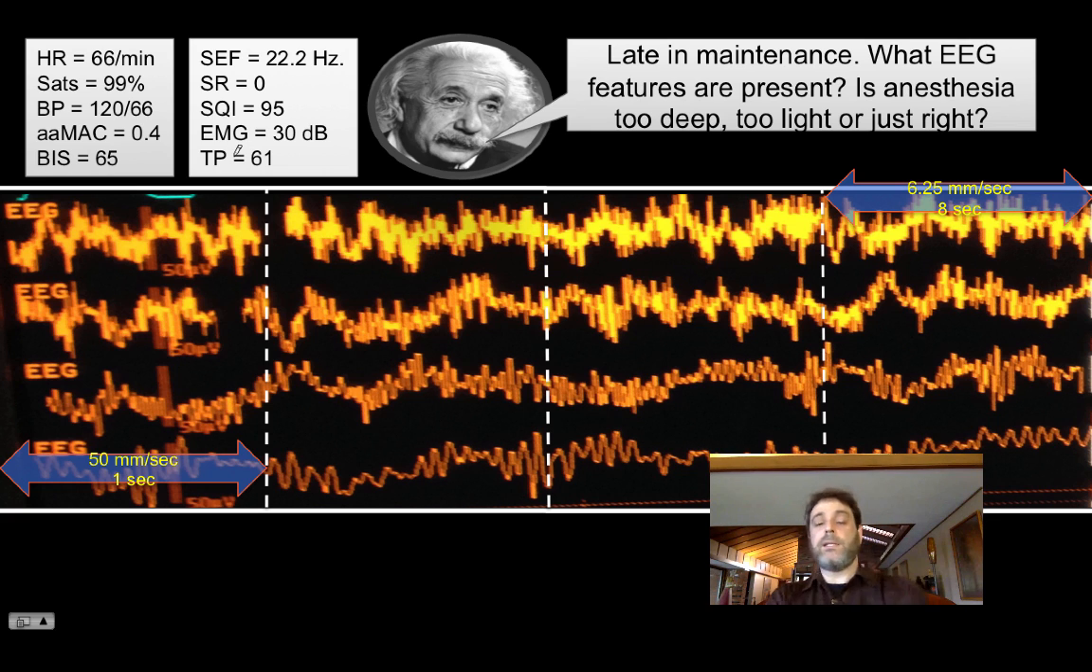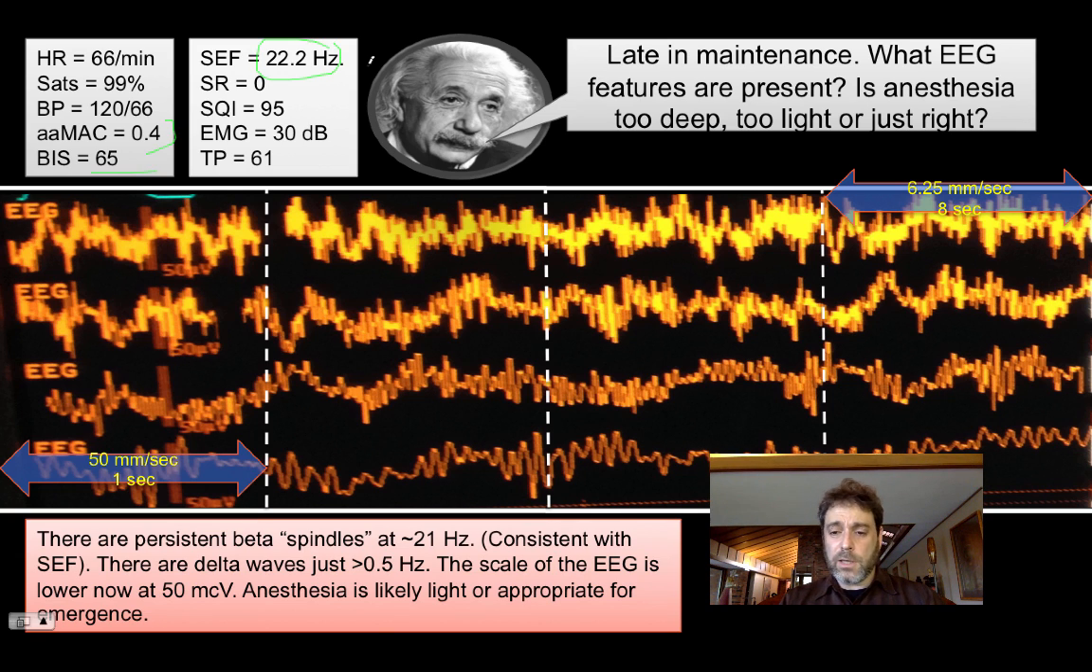Now, late in maintenance, this is the same patient and we're going sequentially over time. And now we're late in maintenance and maybe even moving towards the end of the case. And here we're down to 0.4 Mach, so probably turning off. The BIS has gone up to 65, agent is being turned off. The spectral edge frequency is reading 22 hertz. Is that consistent with what we're seeing?